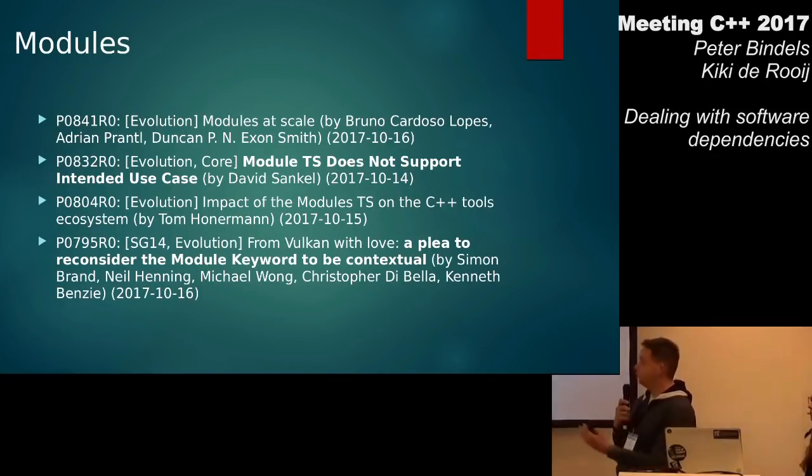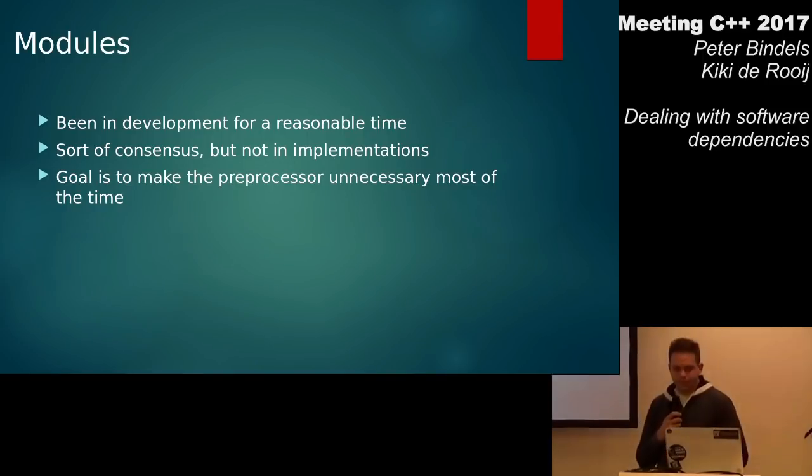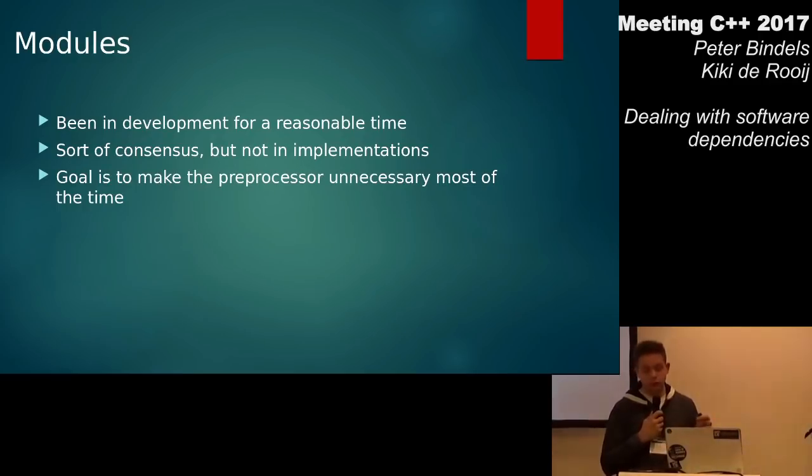If you look at the other things about modules, there are pretty scathing ideas. As in, modules may not work at scale, or may work. Modules TS does not support the intended use case. Please reconsider. Those are not the words that reflect something that's stable and that's going to be in C++20. So why do we have modules? Why do we actually want modules in the first place? It's been in development for a reasonable amount of time, and we have some consensus and implementations, but they don't even agree with each other or with the specification.